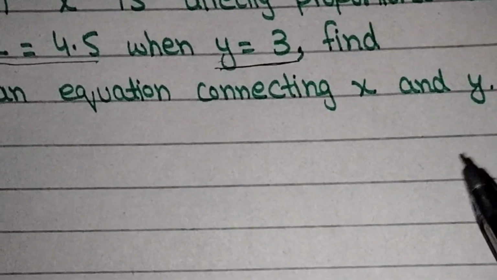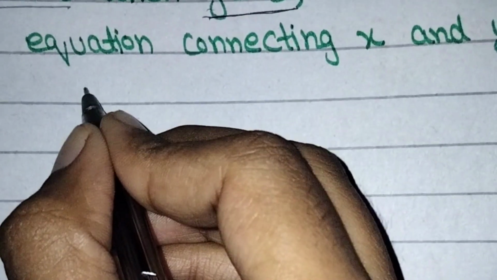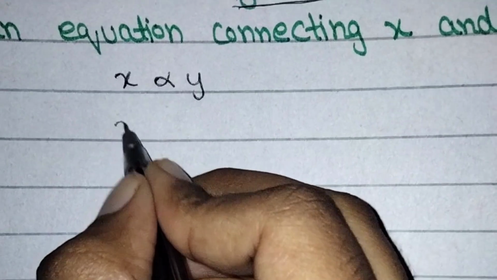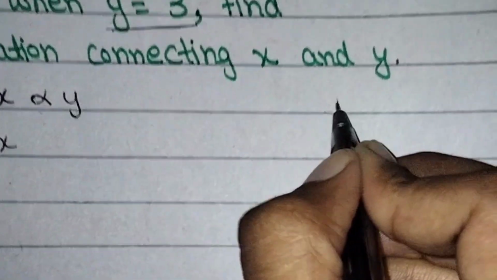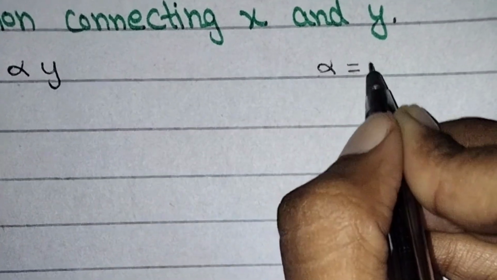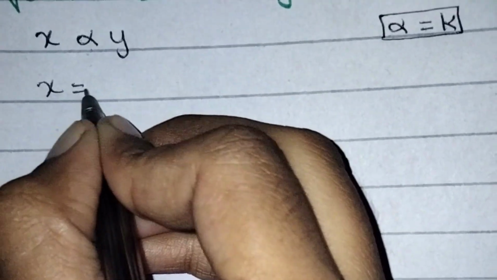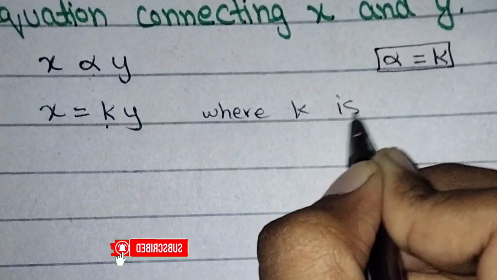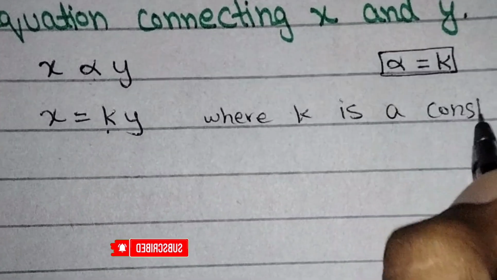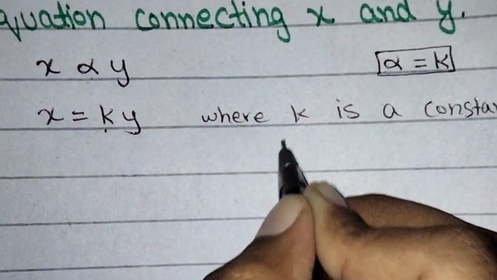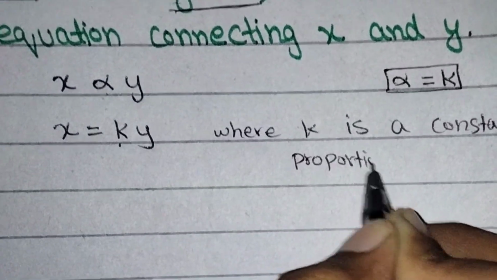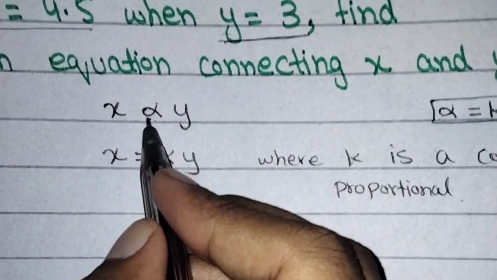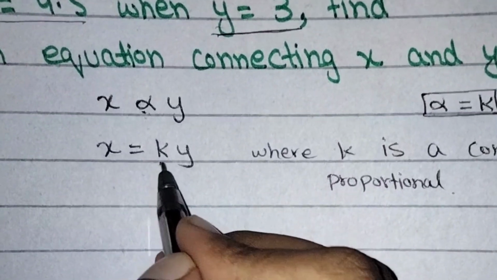I will explain. Here x is directly proportional to y, so I will write x, this is the proportionality sign, directly proportional to y. After removing the proportionality sign, this is the rule: we use equals and k. So I will write x equals ky. Here k is the constant of proportionality. So what is the constant of proportionality? That is k, which we write after removing the proportionality sign.